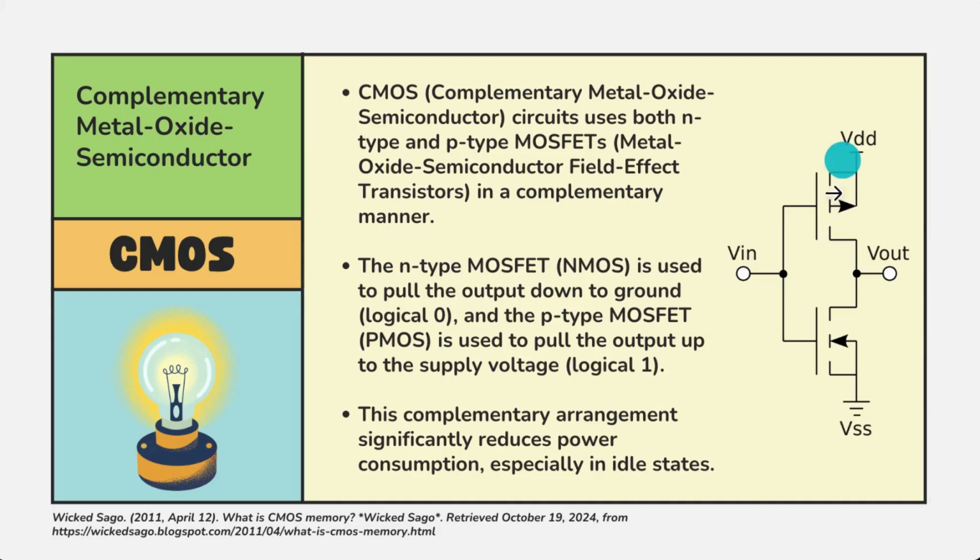This is the positive supply voltage, or VDD, which stands for drain. This is the negative supply voltage for FETs, called VSS, which stands for source. This is the source, this is the drain, this is the voltage in, and this is the voltage out. This is a PMOS transistor, and this is the NMOS transistor, overall composing a CMOS circuit.